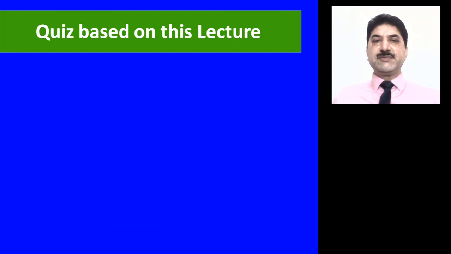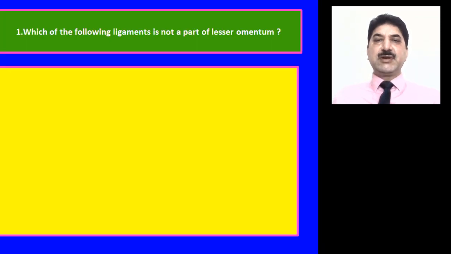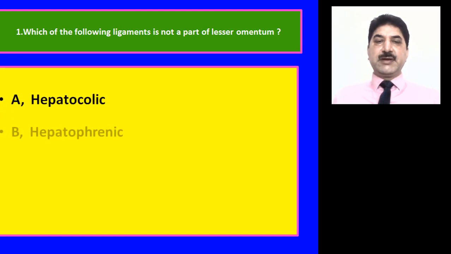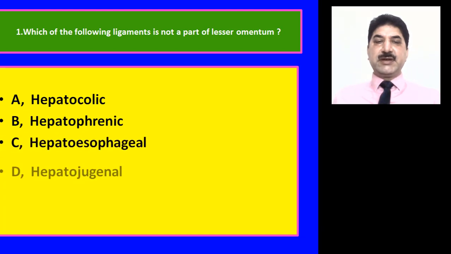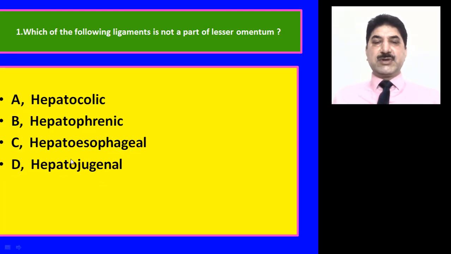Now let us go for a quiz based on this lecture. Which of the following ligaments is not a part of lesser omentum? A, hepatoduodenal ligament; B, hepatophrenic ligament; C, hepatoesophageal ligament; D, hepatojejunal ligament.